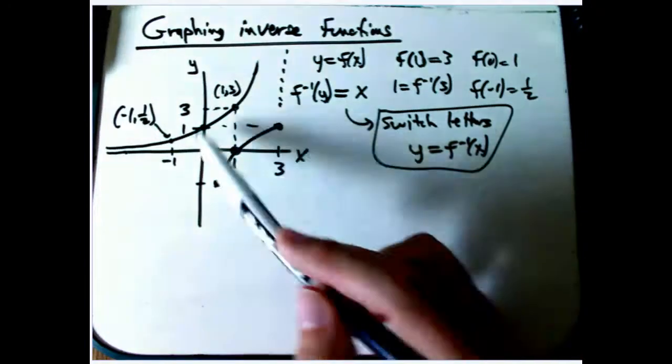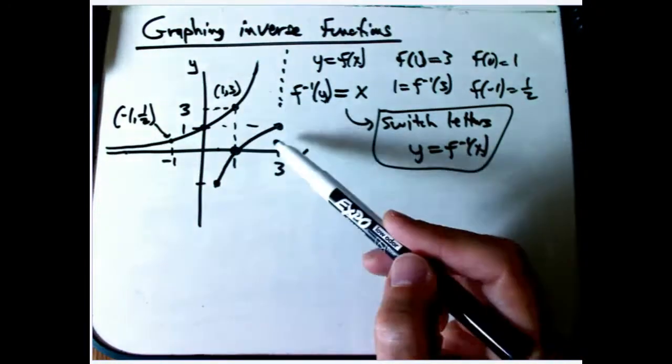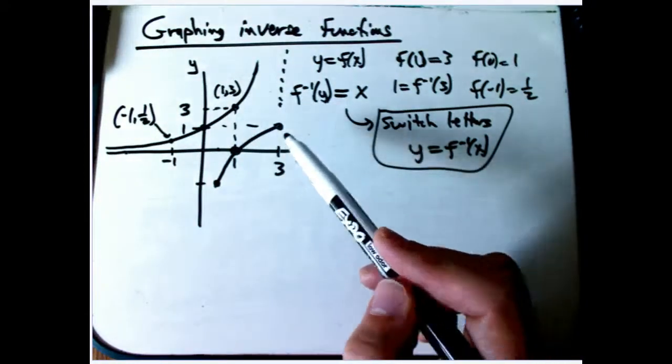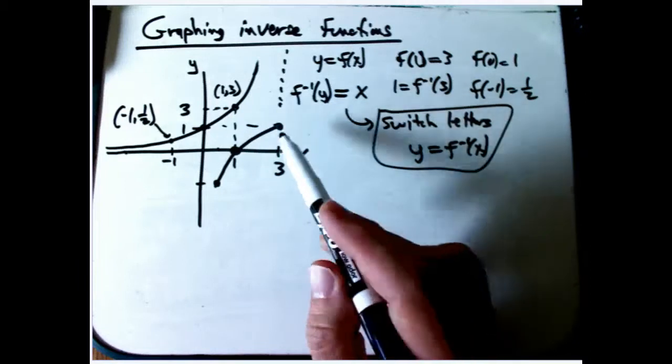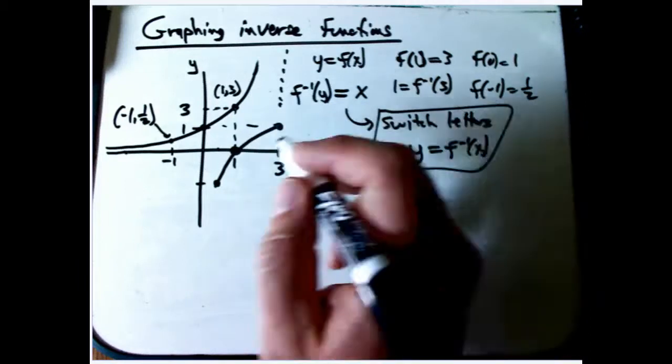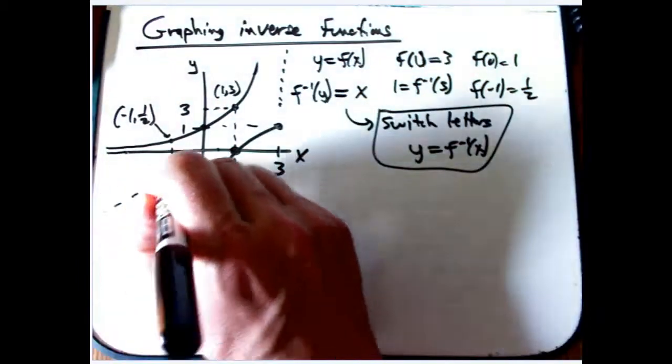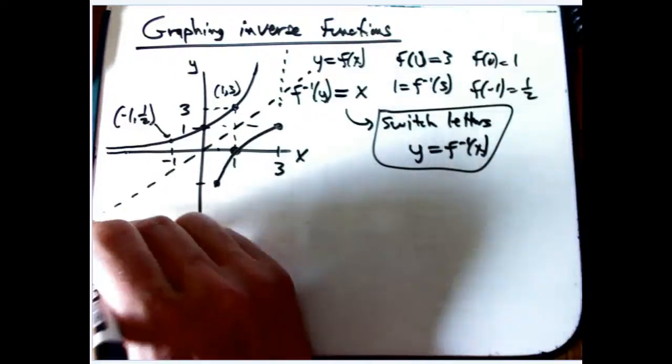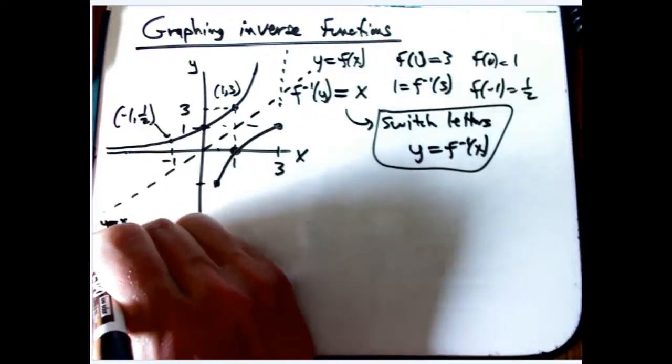What does that mean in terms of geometric kinds of transformations? Is it a rotation? Is it a reflection? Is it a slide? What is it? Well, it is a reflection along this diagonal line. Okay, that's the line y equals x. Let's check that and see if that makes sense.